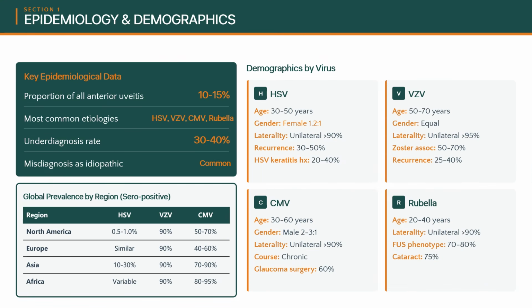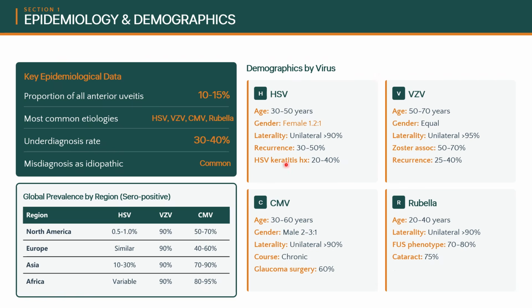Now, as far as the epidemiology, if you remember from the previous lecture, we say that between 40 to 60% of anterior uveitis is idiopathic, and the remaining most likely is due to infectious causes of uveitis or autoimmune diseases. So the remaining 40% is divided between infectious causes and autoimmune diseases. And among infectious causes, the most common cause of infectious uveitis is viral uveitis.